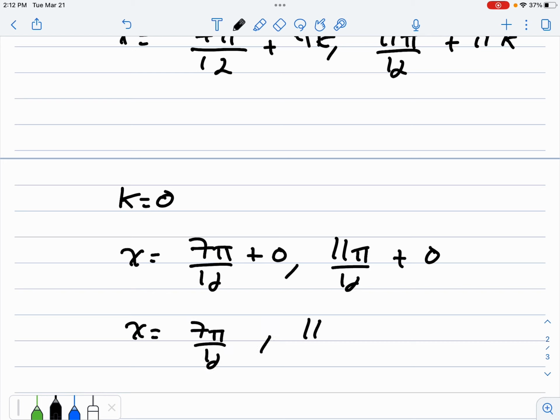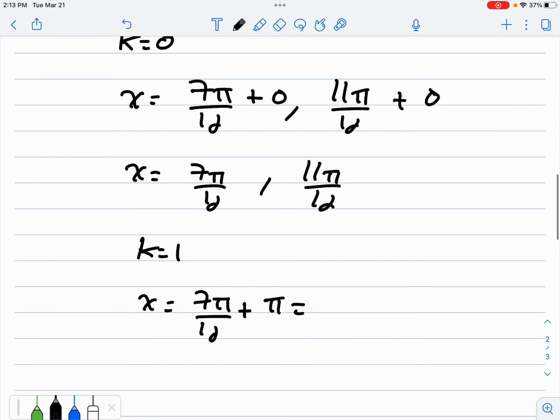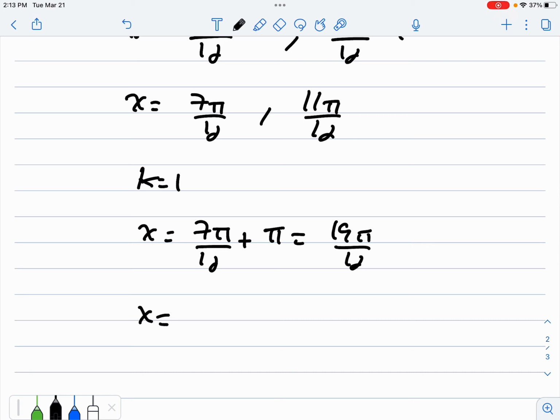But anyways, we go ahead and plug 0 into our formula, and we get 7 pi over 12 and 11 pi over 12. And those are solutions between 0 and 2 pi, so we're good. And let k equal 1. So you get 7 pi over 12 plus pi, and you would get 19 pi over 12, and 11 pi over 12 plus pi, and we would just get 23 pi over 12.